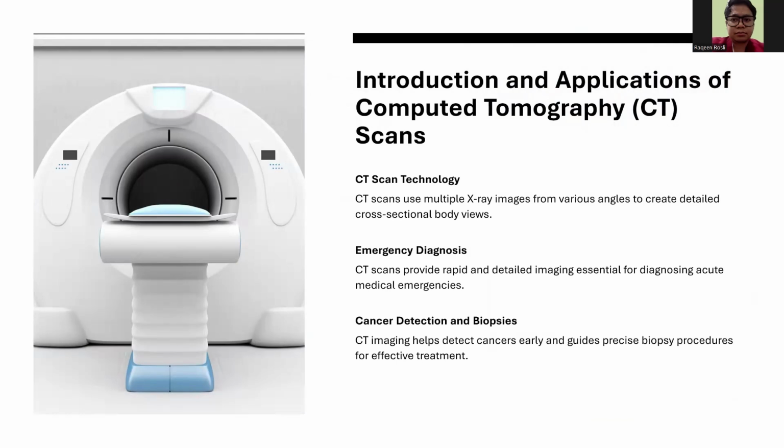Introduction and application of computed tomography, or what we call CT scan. CT scan uses multiple X-ray images from various angles to create a detailed cross-sectional body view. So CT scan is something between X-ray and MRI. CT scans provide rapid and detailed imaging essential for diagnosing acute medical emergencies. CT imaging helps detect cancers early and guides precise biopsy procedures for effective treatment.